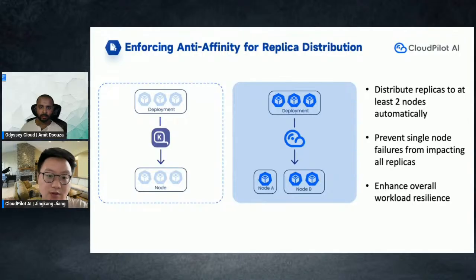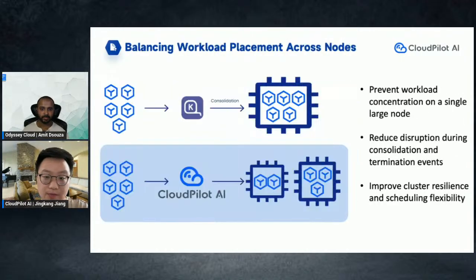This is also a fantastic feature. We are enforcing anti-affinity for replica distribution. If you have three replicas, Karpenter will put all three replicas in one node. But we don't do that. We distribute them. We put one in node A and the other two in node B, which can prevent a single node failure from impacting all replicas. This is very useful.